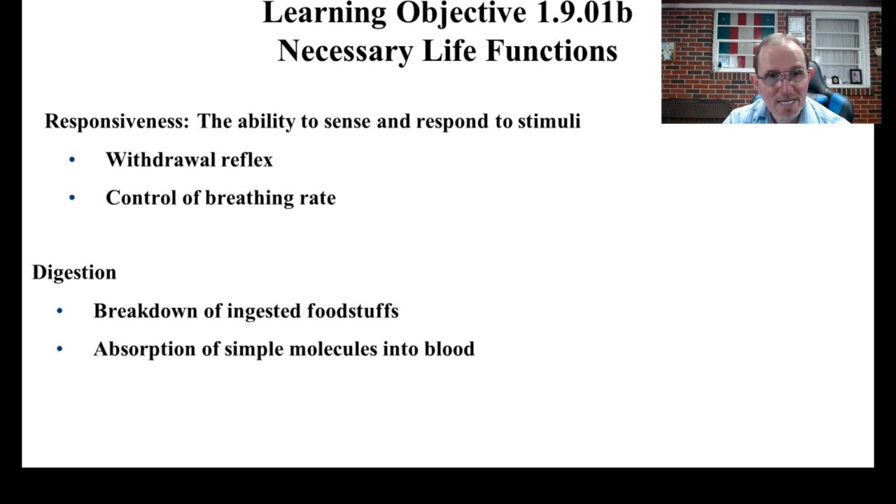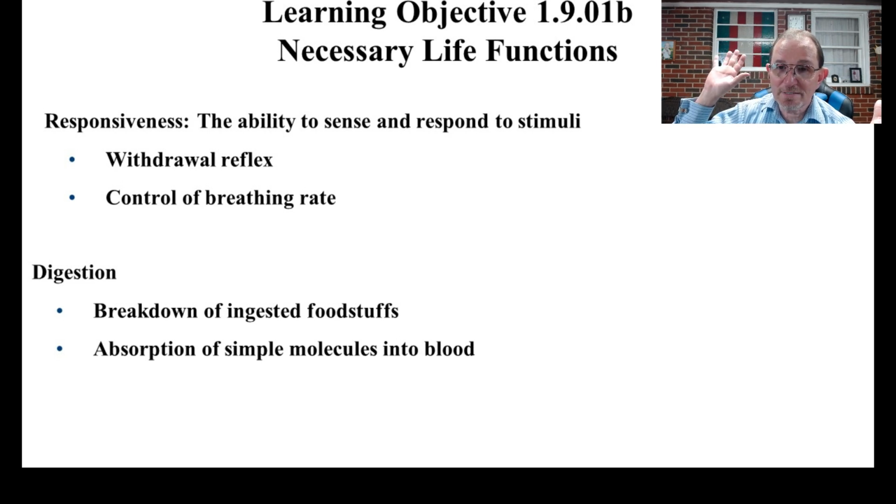Responsiveness. If you stick your hand on a hot stove accidentally, you need to respond to it by pulling it up. We respond to things around us, especially things that we would consider to be noxious. That's the withdrawal reflex. If you walk into a house and you've got a strong odor of ammonia or whatever, you're going to back off because that ammonia is not good for you. It's toxic. You don't want to breathe it in. That's more like an automatic reflex. We'll talk about that in the nervous system.